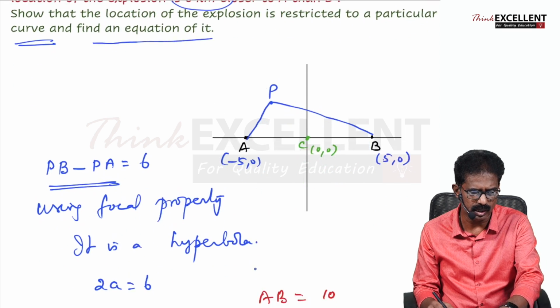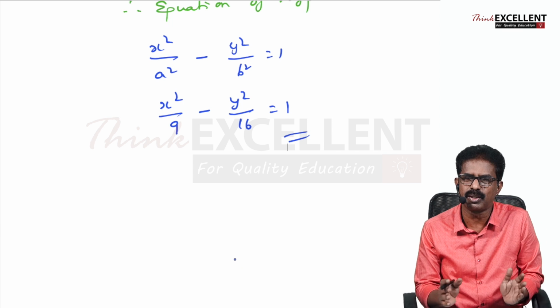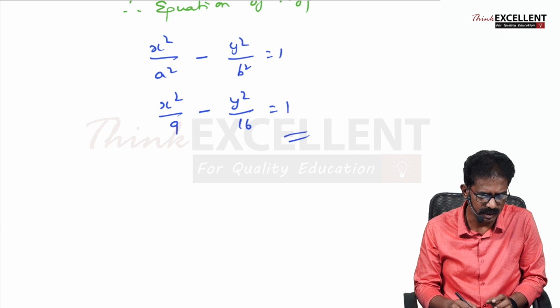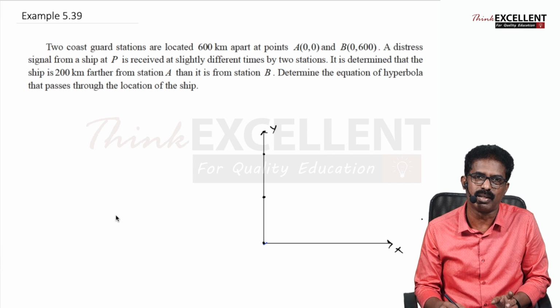Hope you understood this. Now in the example sums, every sum you can do very easily. I will just try to help you with two sums. One sum is very much related to the same thing, the same type, focal property.